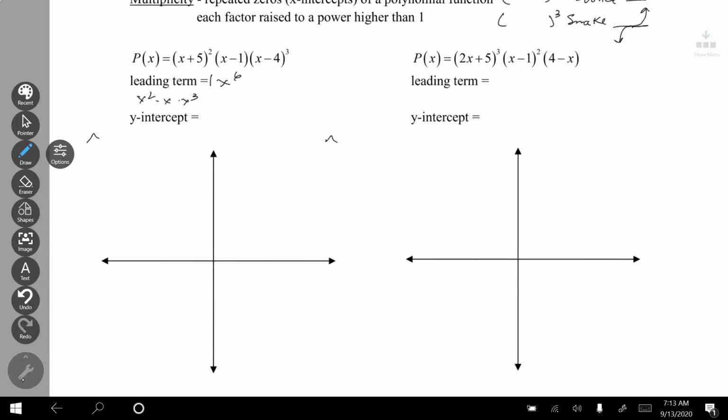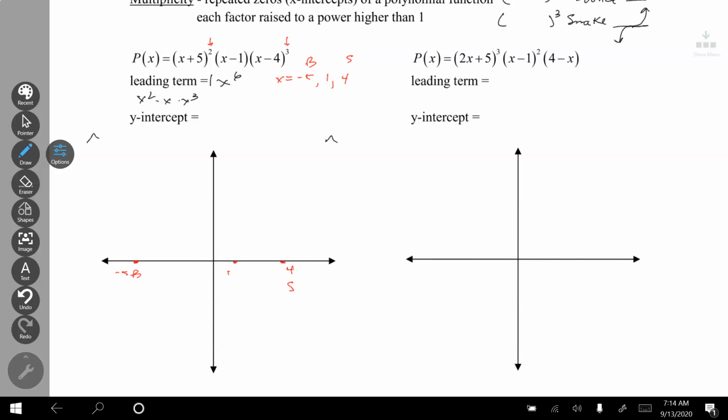My x-intercepts, change color here, my x-intercepts are negative 5, 1, and 4. But negative 5 has a squared on it, so I call it a bounce, and 4 has a cube on it, so I call it a snake. So negative 5 is going to be a bounce, 1 is going to go through nice, and then 4 is going to be a snake.